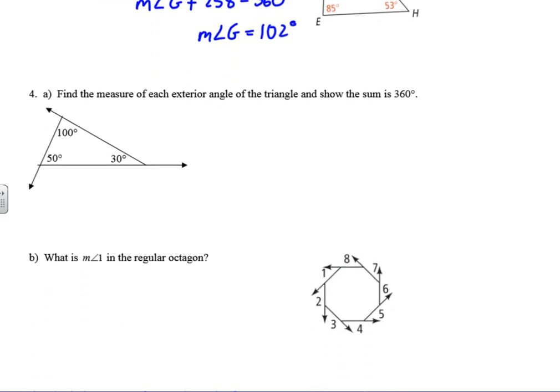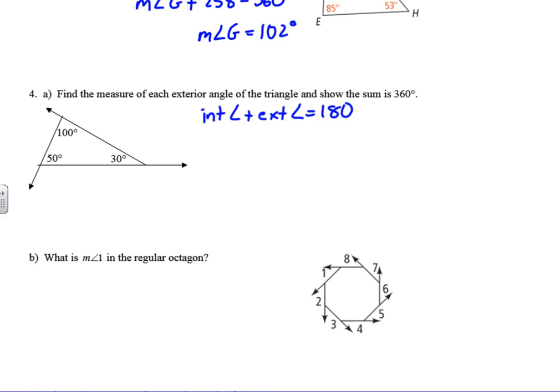Now, in question 4, it says find the measure of each exterior angle of the triangle and show the sum is 360. All right, so here's one of the relationships: an interior angle plus an exterior angle always equals 180. Those are supplementary.